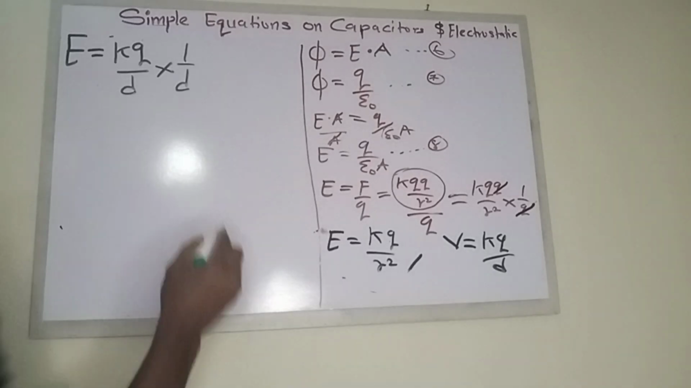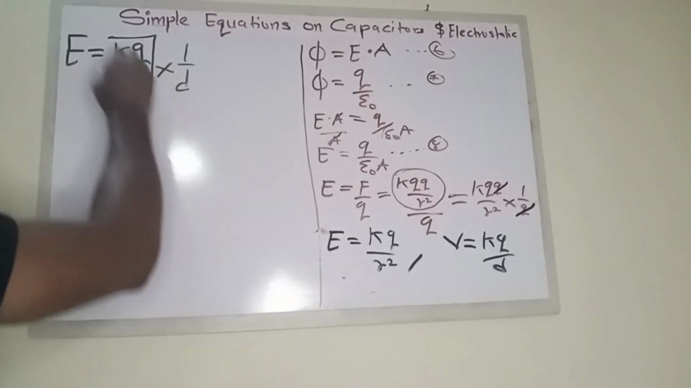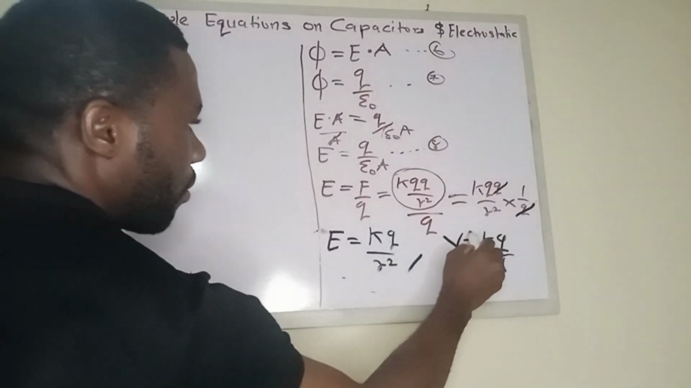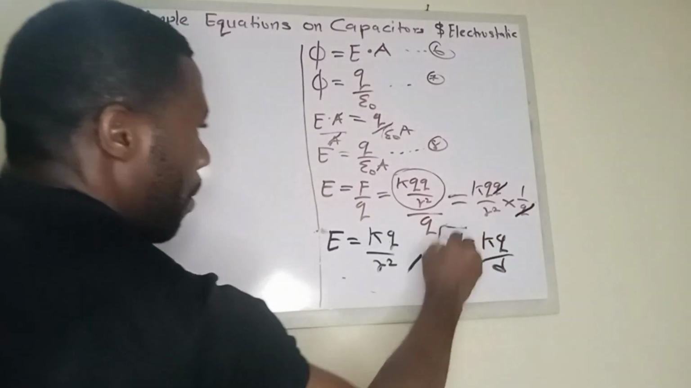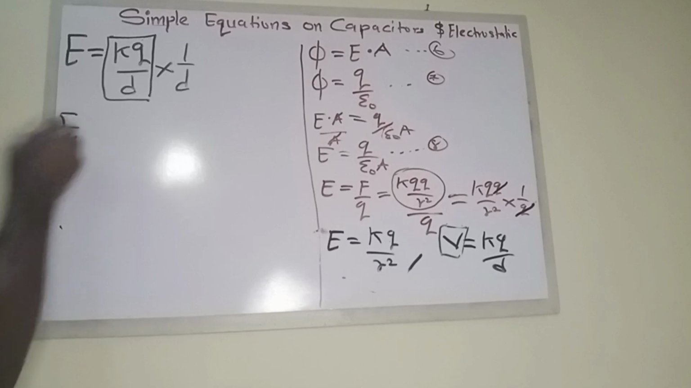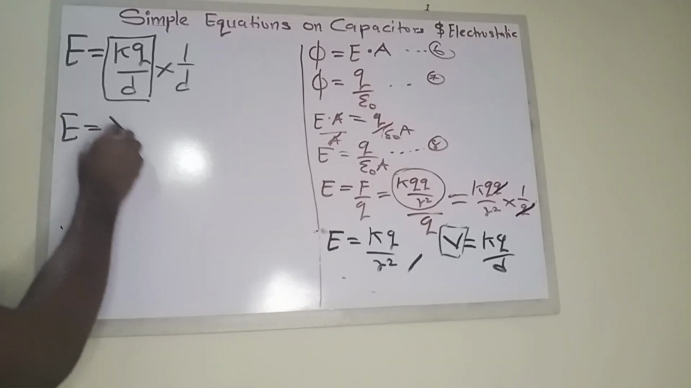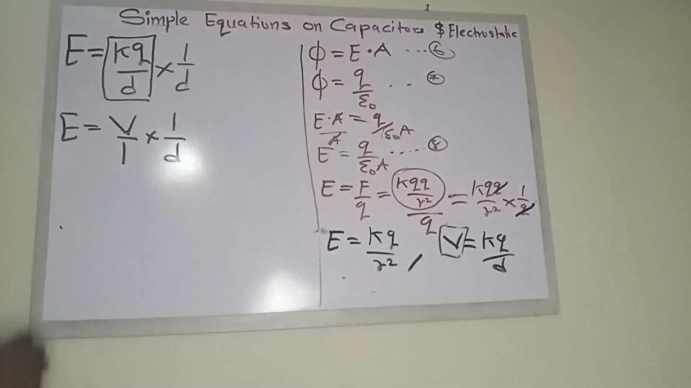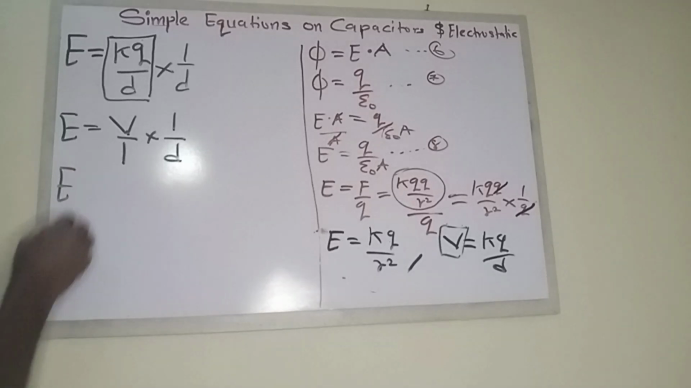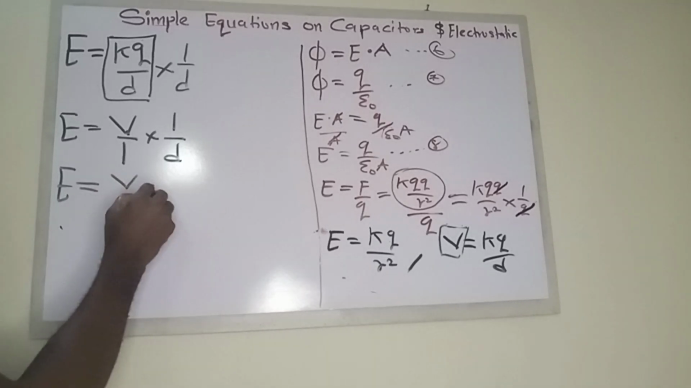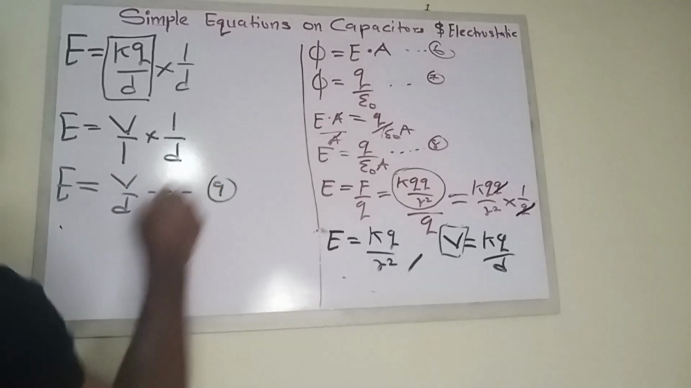If you look at this now, all of these can be replaced by V, because our V is still the same thing here. So therefore, our electric field intensity is equal to V over 1 multiplied by 1 over D. So our electric field intensity is also equal to V over D. Let's call this equation 9.